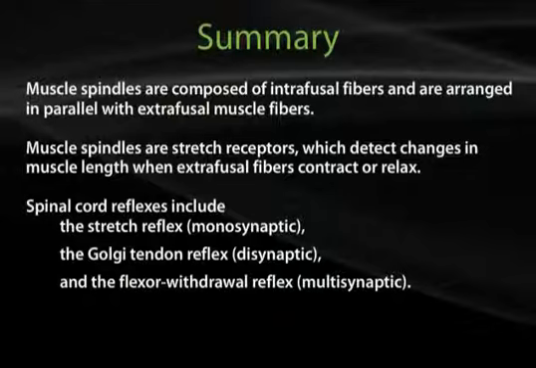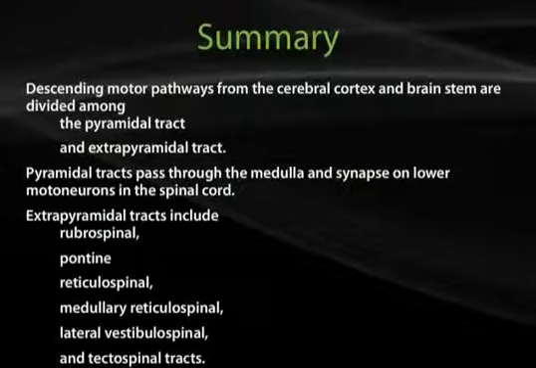Spinal cord reflexes include the stretch reflex, which is monosynaptic, the Golgi tendon reflex, which is disynaptic, and the flexor withdrawal reflex, which is multisynaptic. Descending motor pathways from the cerebral cortex and brainstem are divided among the pyramidal tract and the extrapyramidal tract. Pyramidal tracts pass through the medulla and synapse on lower motor neurons in the spinal cord. Extrapyramidal tracts include rubrospinal, pontine reticulospinal, medullary reticulospinal, lateral vestibulospinal, and tectospinal tracts.